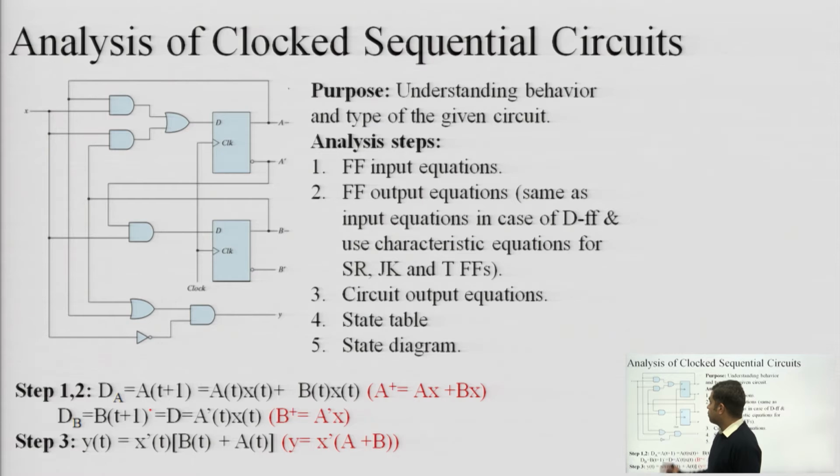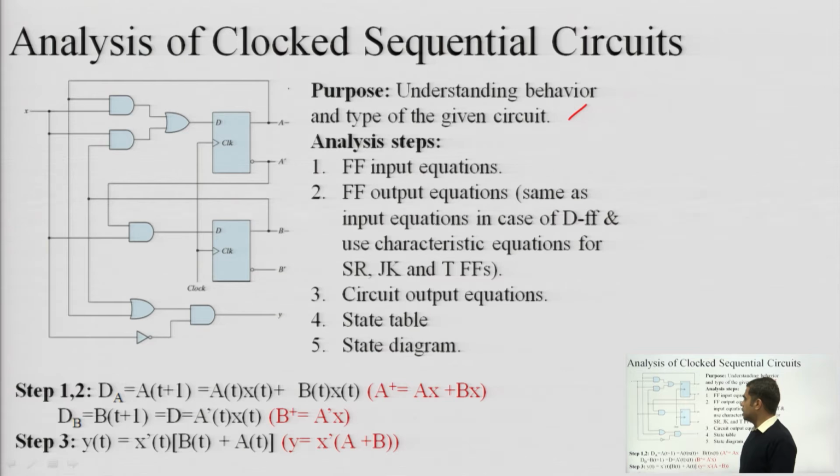So in analysis of clock sequential circuits, we will be provided with a circuit, and we have to analyze what this circuit is doing and what this circuit is functioning. So let's say we are provided with this circuit. First of all, what are the steps which have to be followed? The purpose we have already seen: understanding the behavior and type of the given circuit.